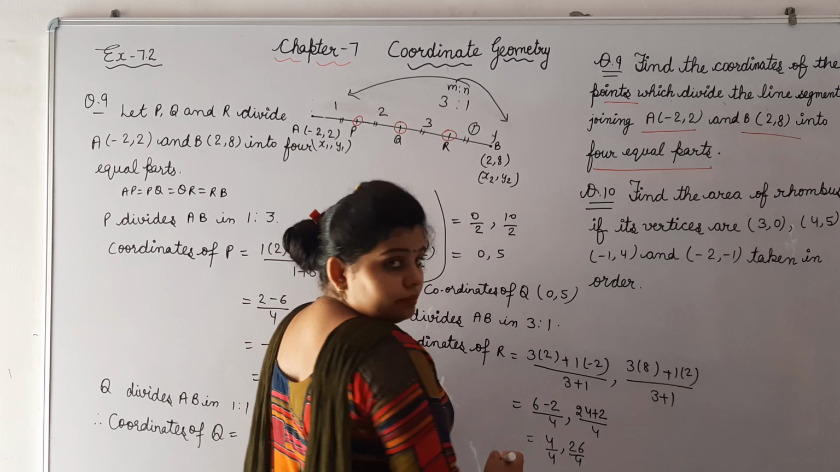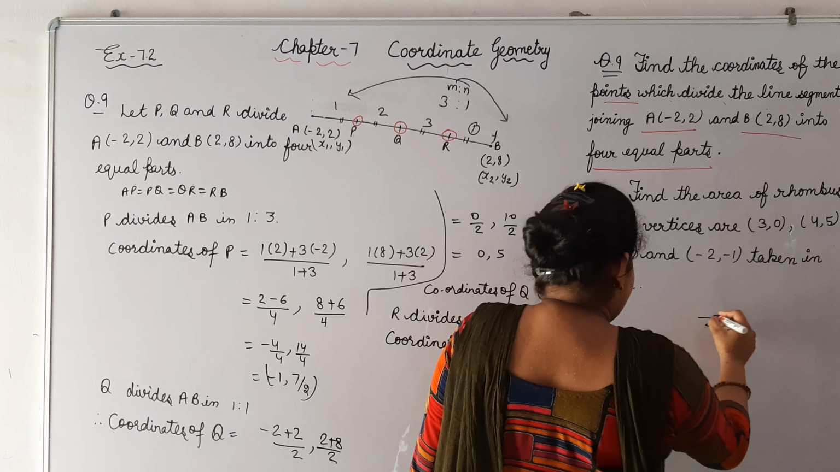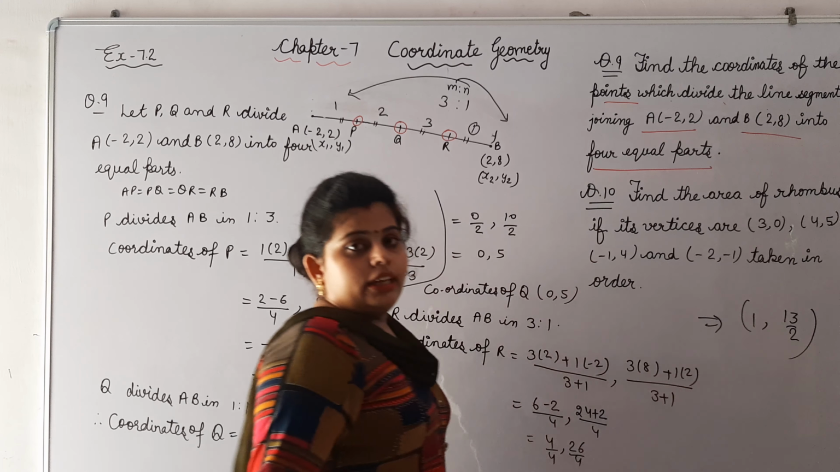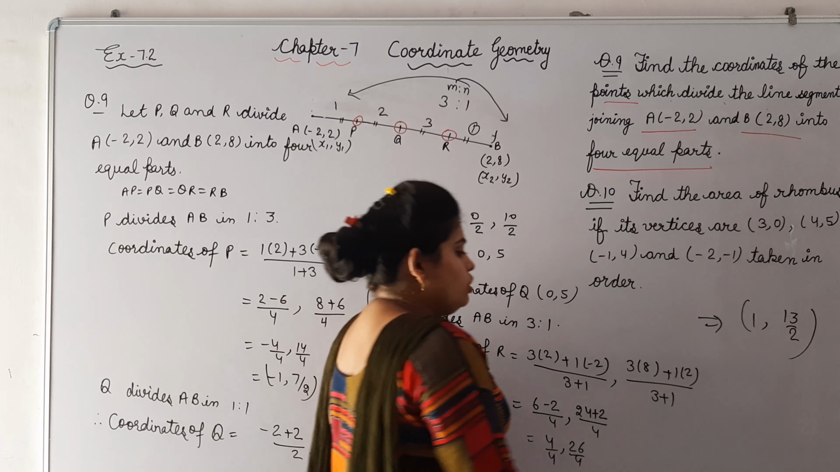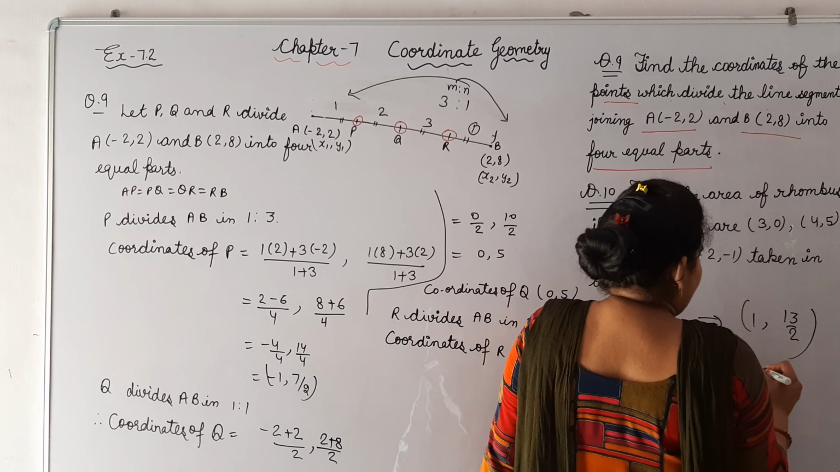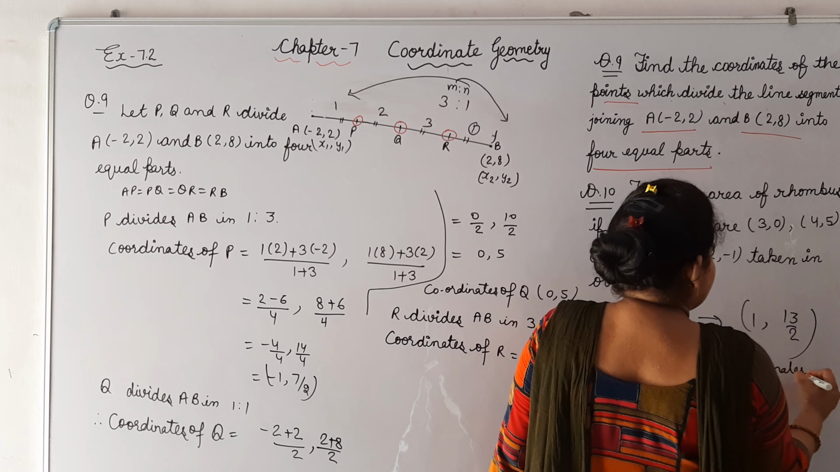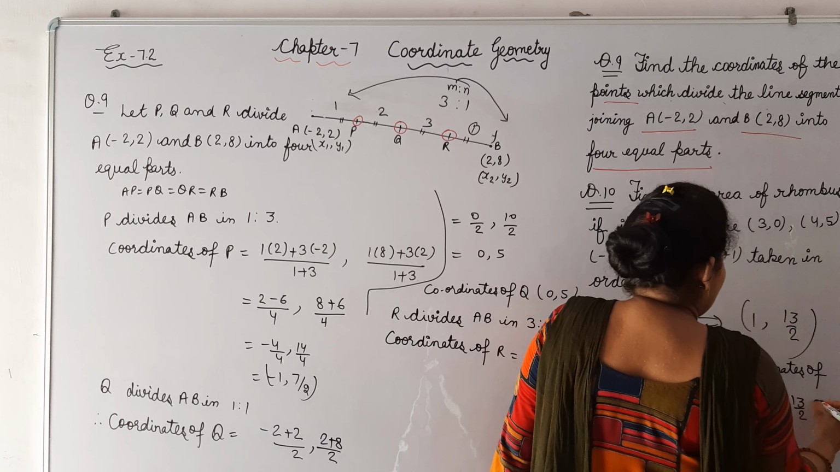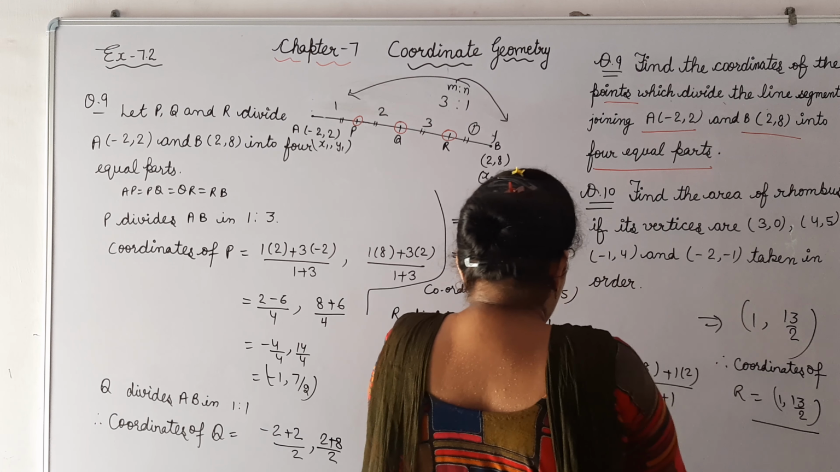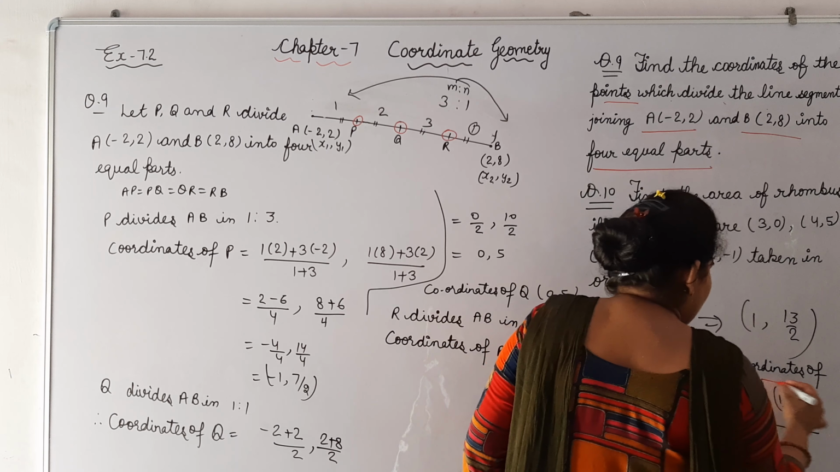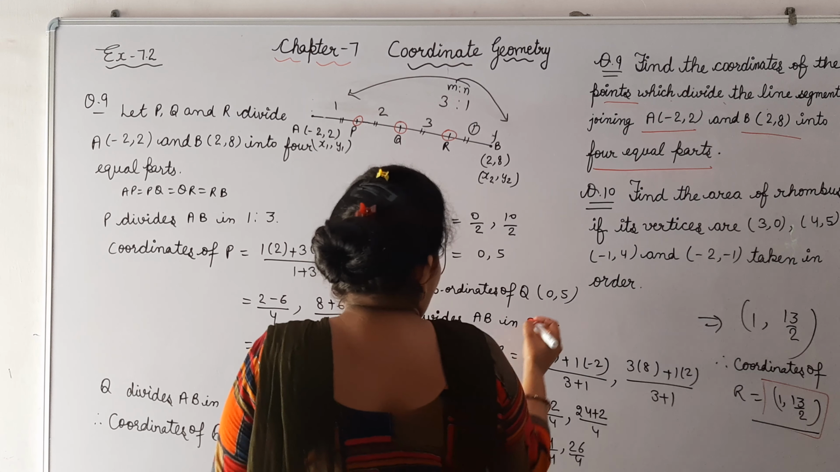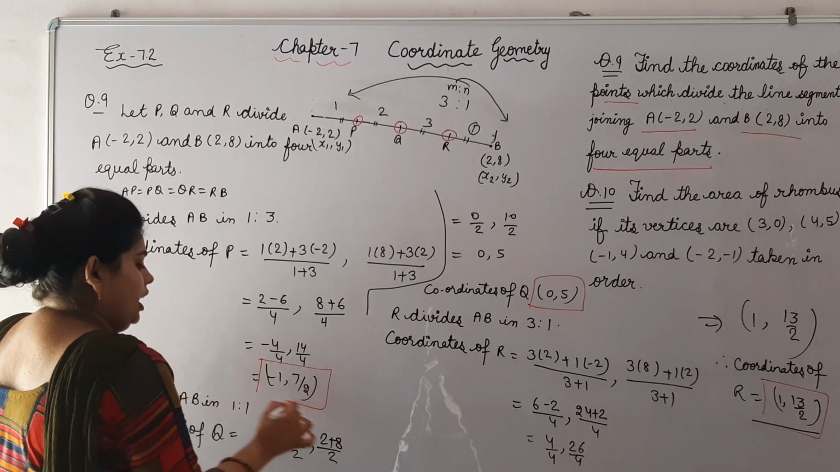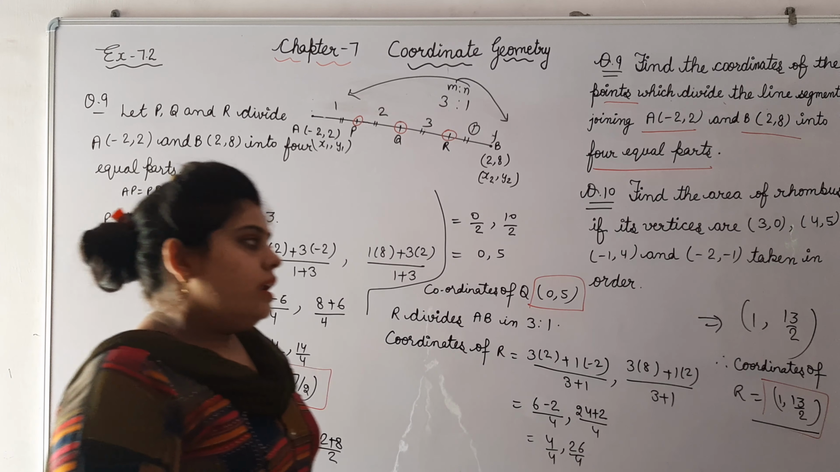What will be left here? 1 and 13 by 2. These are the coordinates of R. So coordinates of R are 1, 13 by 2. So these are the coordinates of the points which divide AB into 4 equal parts.